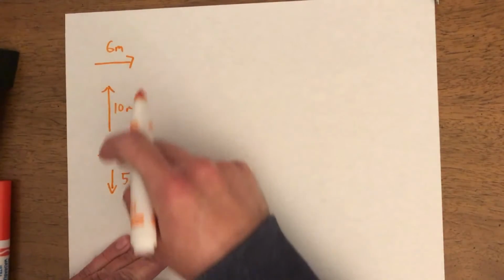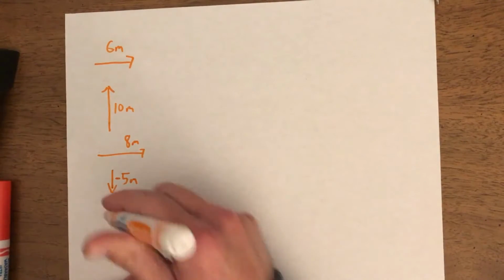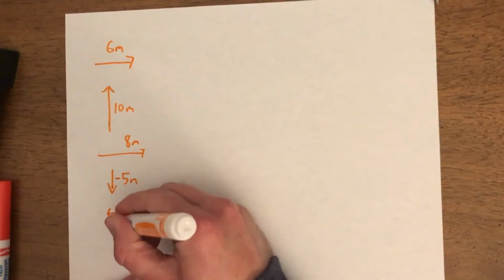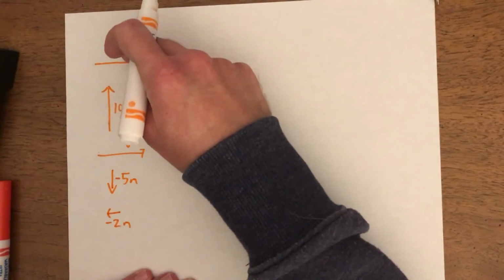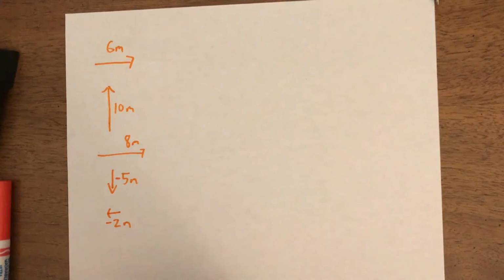And one way we could differentiate between north and south is by putting a negative in front of it. And then let's say you go 2 meters to the west. And again, if I'm going to call east positive, then I better call west negative. So how are we going to find your total displacement in this case?